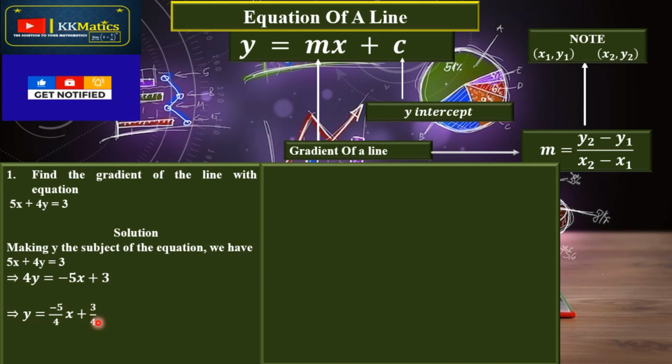So in comparing this equation that we have here to the general form of the equation of the line, we can then say that our m here, the coefficient of x, is minus 5 over 4. So we say the gradient is minus 5 over 4.